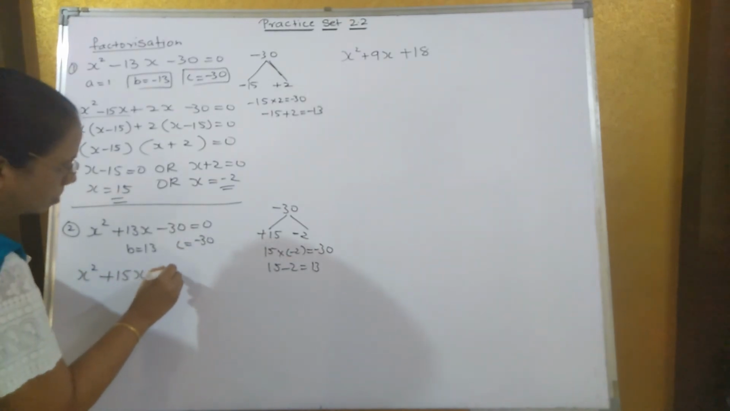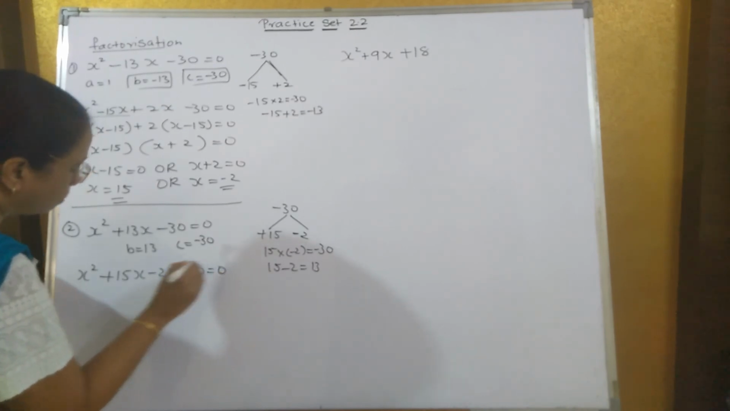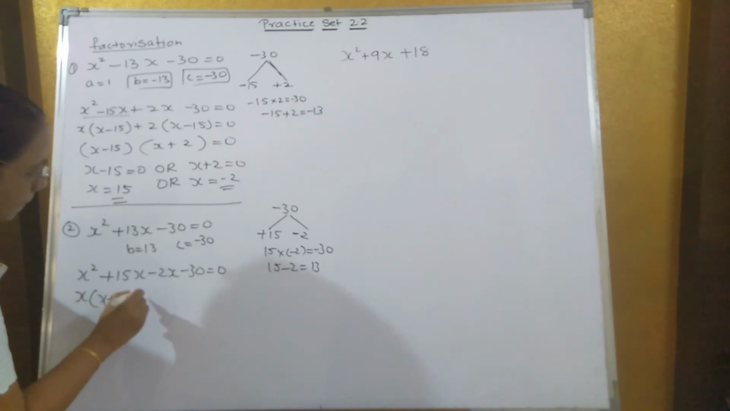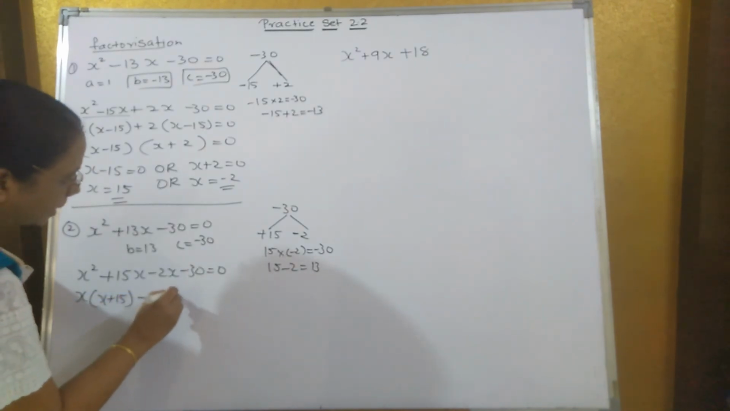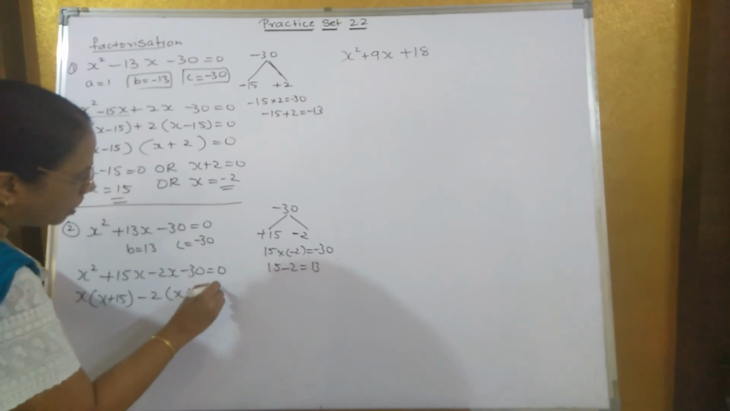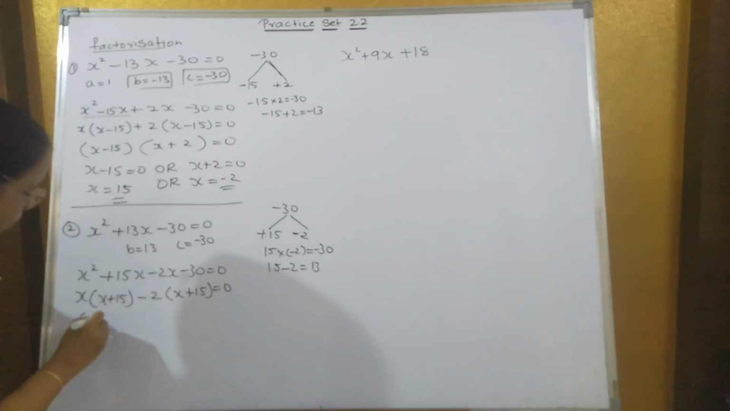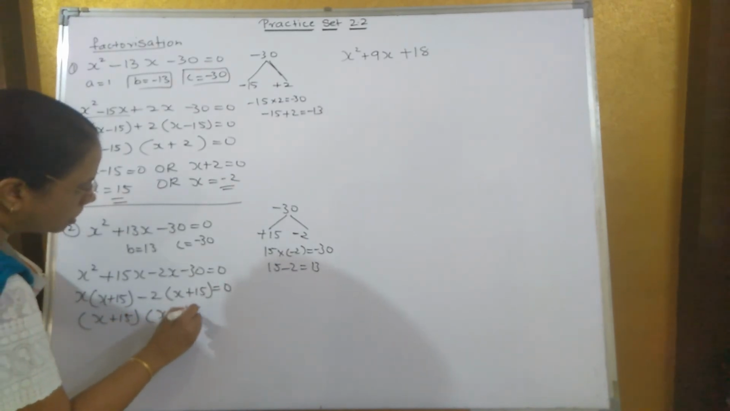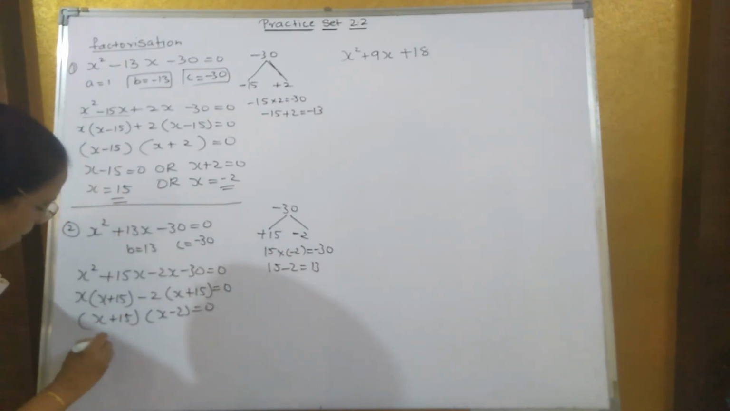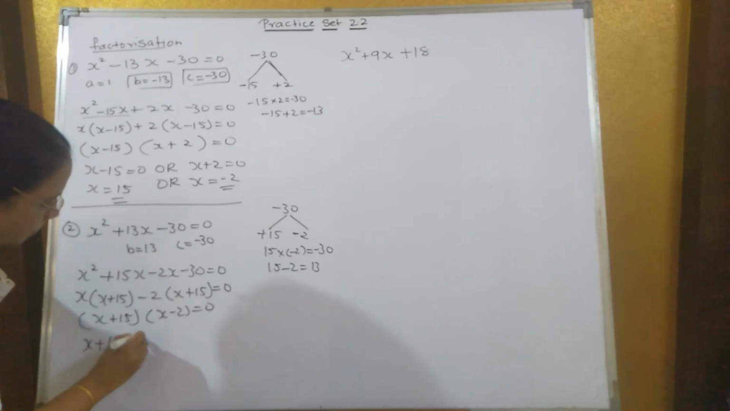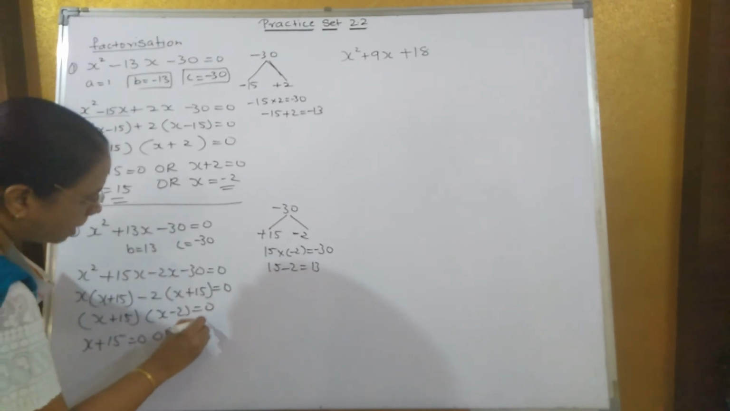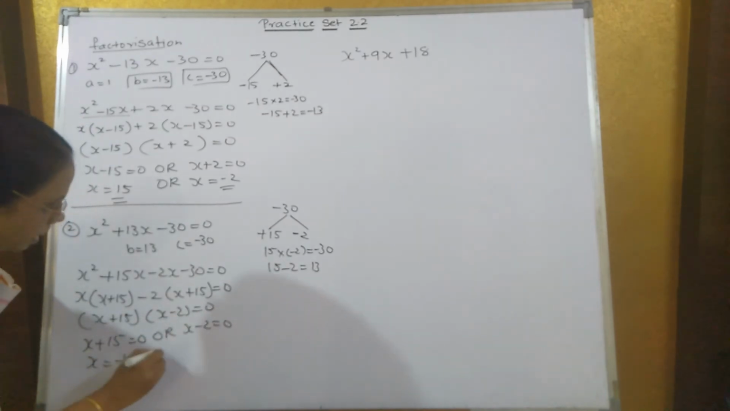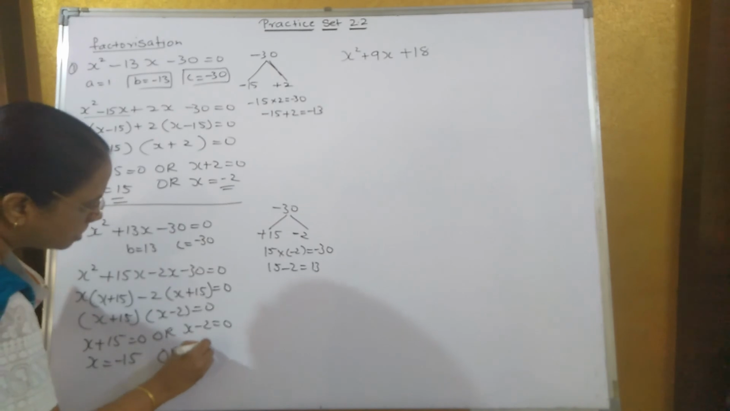x² + 15x − 2x − 30 = 0. Take common: x(x + 15) − 2(x + 15) = 0. So what are the two factors? (x + 15) and (x − 2) equal to 0. So x + 15 = 0 or x − 2 = 0. So x = −15 or x = 2.